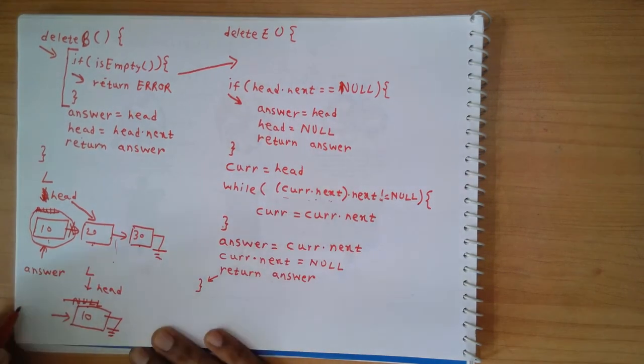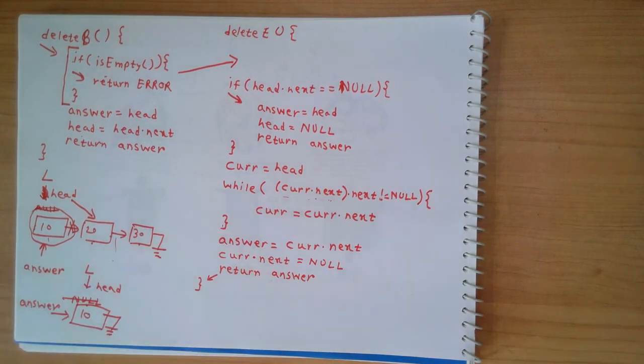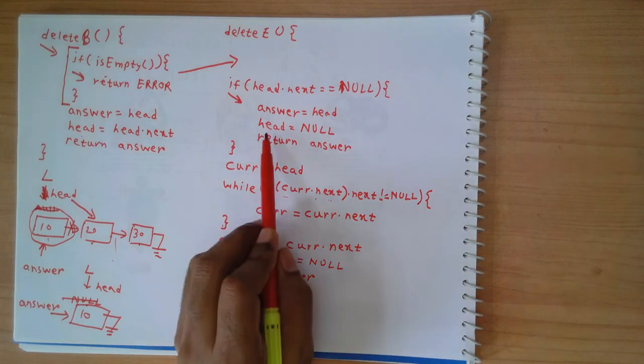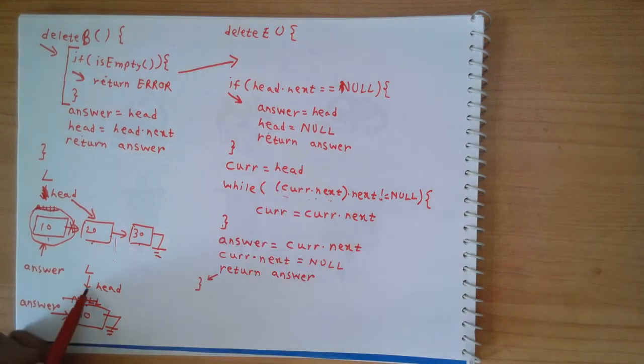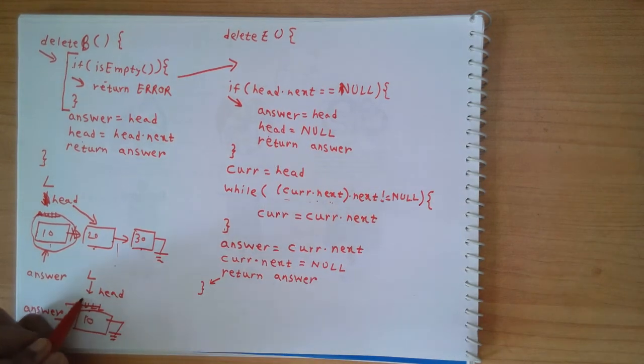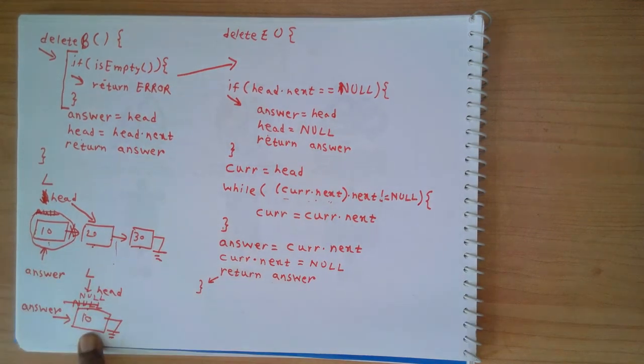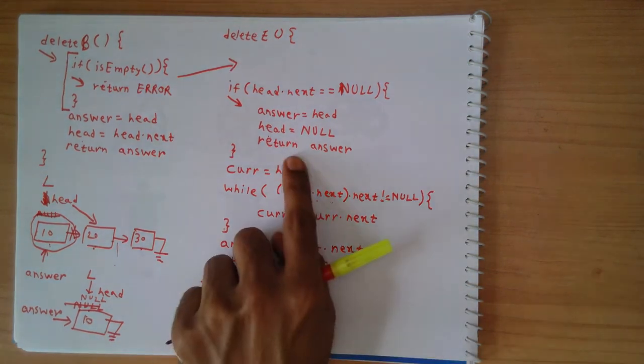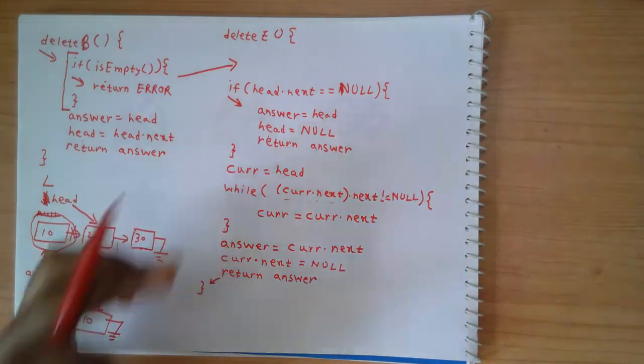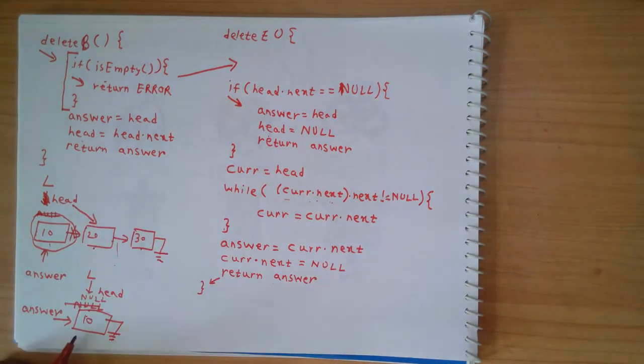My answer would be head. So the address of this particular node is going to be my answer. And I would say that now head is null. So this head, instead of pointing to this node, now points to null. So effectively this particular node is now removed from the list. Then I'm going to return the answer, skipping the rest of the code. Okay, so that's how deletion of a single node happens when you are deleting it from the end.